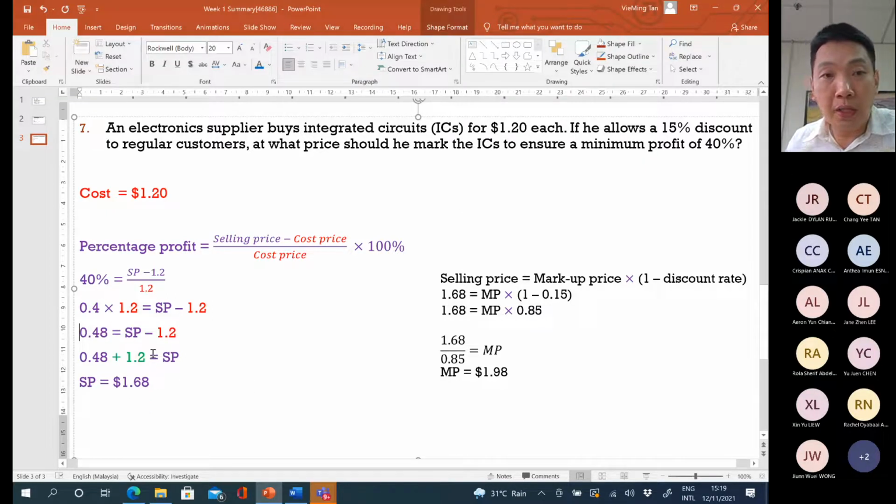Once we simplify, we can move minus 1.2 to the left hand side, because the initial relationship between SP and this 1.2 is a subtract relationship. So if 1.2 moves to the left hand side, it becomes plus 1.2. Simplify, use 0.48 plus 1.2 to get $1.68. So this is the selling price per unit.